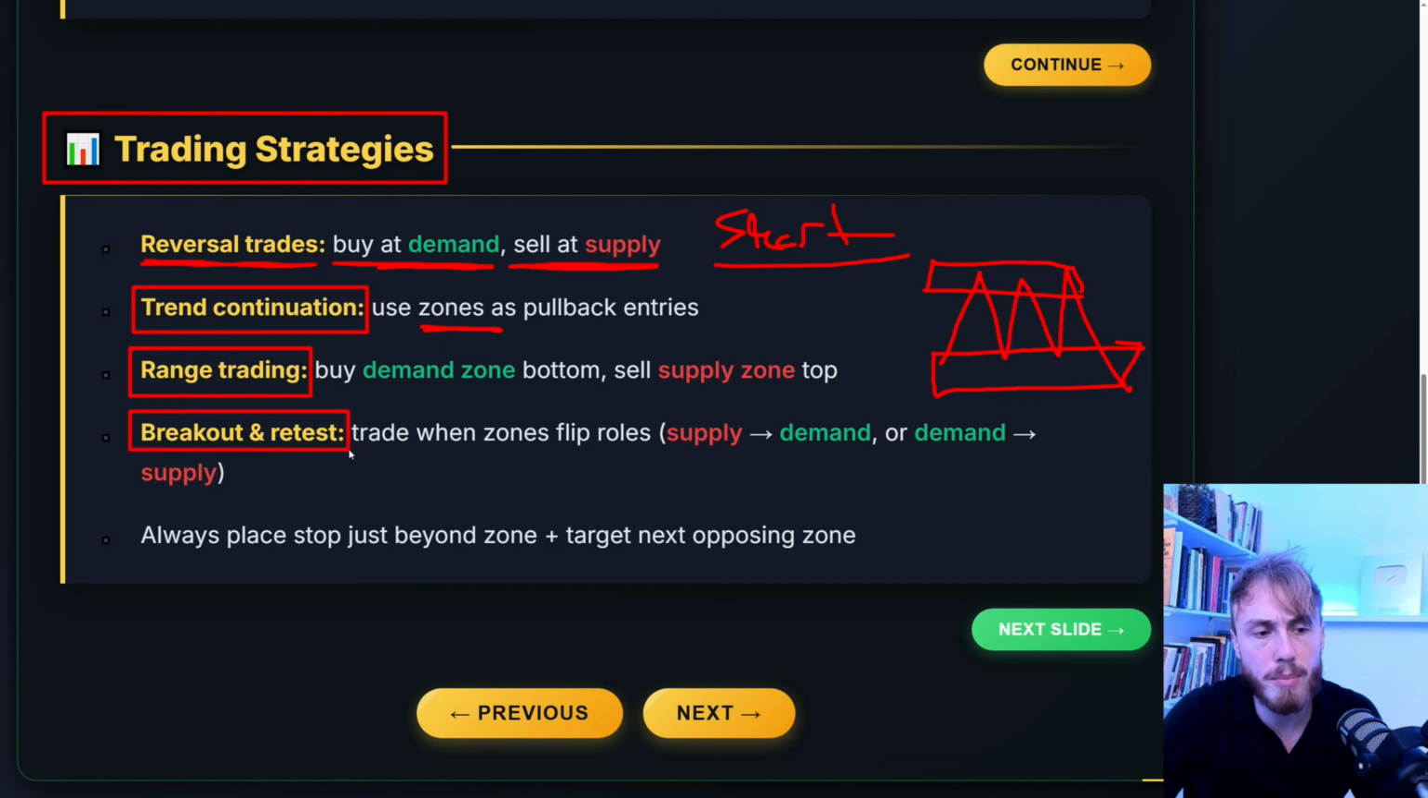You also have something called breakout and retest. So you can actually trade when the price breaks through a supply or demand zone. This can be a little bit more complicated than normal breakout strategies, but it can definitely work.